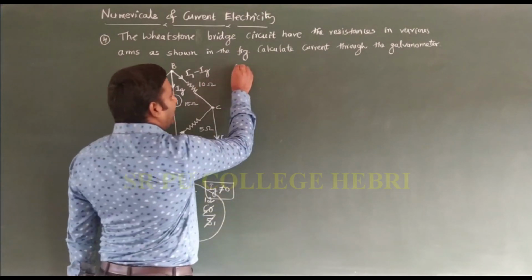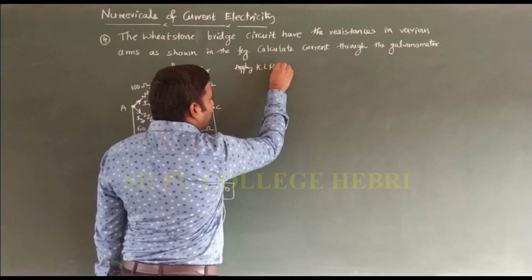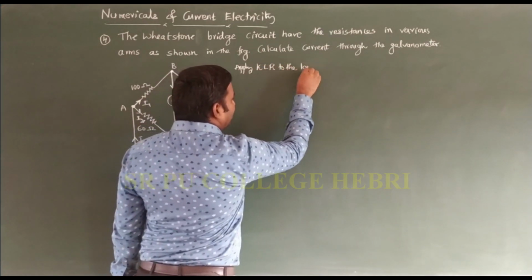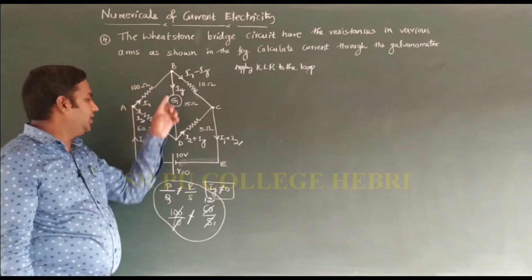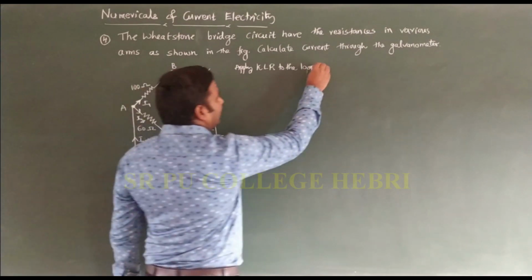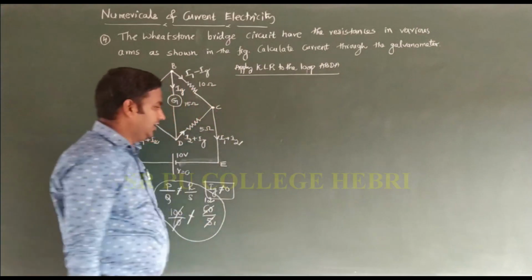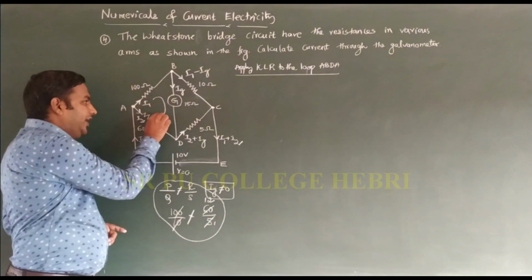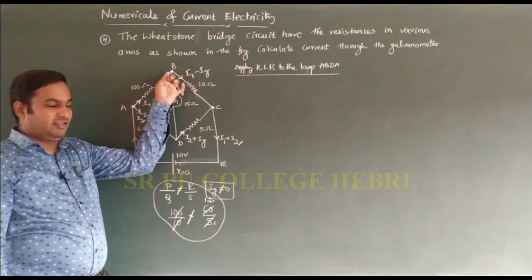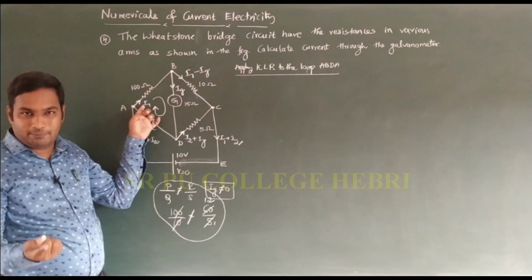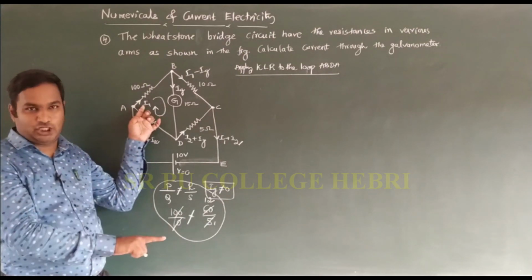First, apply Kirchhoff's loop rule to the loop ABDA. If I consider loop ABDA like this, I am moving from A to B. The direction of current is along my path. In the last video I already said, along my path you have to take negative.